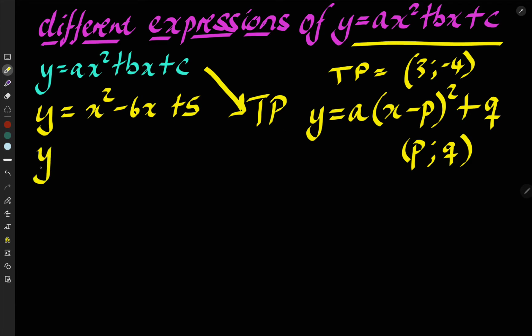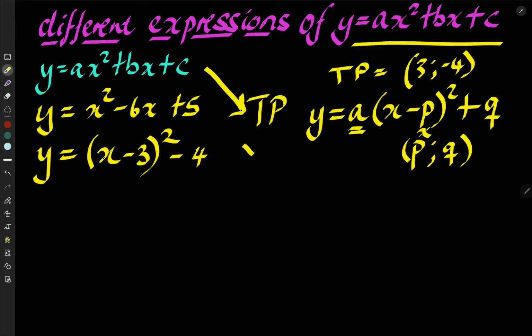So to illustrate this equation, you just put it in that format here. You just say y is equal to, in this case, your a. Your a is still 1, so there's no need to write it. Then in a bracket, x minus p. Your p, remember, is the x coordinate of the turning point, and that is 3. So that is minus 3. Bracket squared plus q. And q is negative 4. So it's actually minus 4.